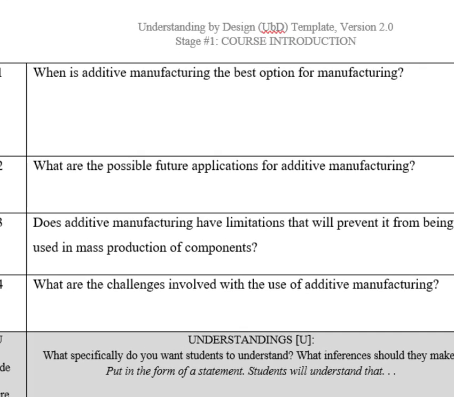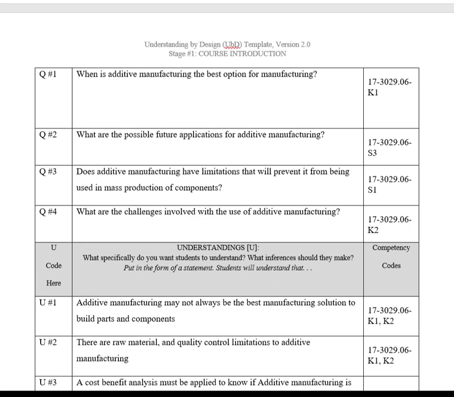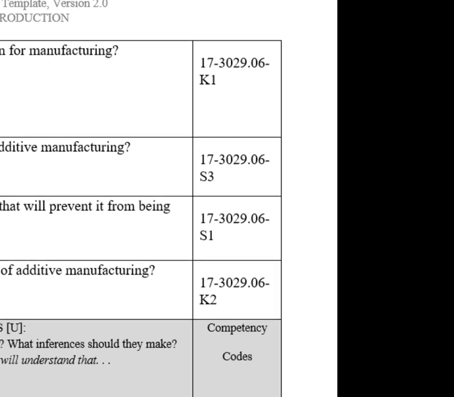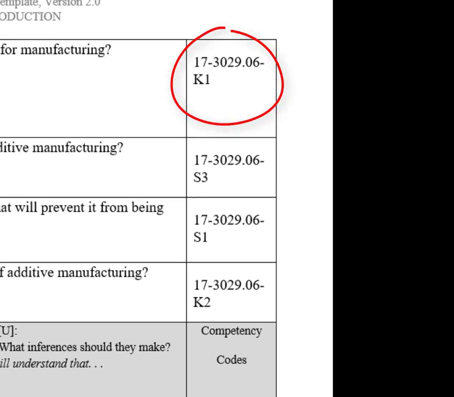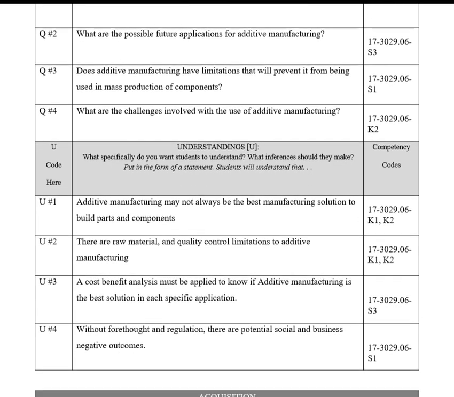So look at question number 1 for an example. When is additive manufacturing the best option for manufacturing? All right, you can see that there could be many opinions on this. There could be many views. This could inspire debate. It's not closed, it's open-ended. All right, and again, to the right, you'll see the competency code for the competency that this essential question correlates with. All right, and from these questions come understandings.